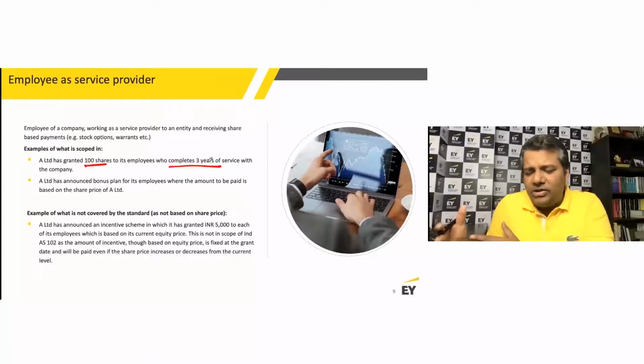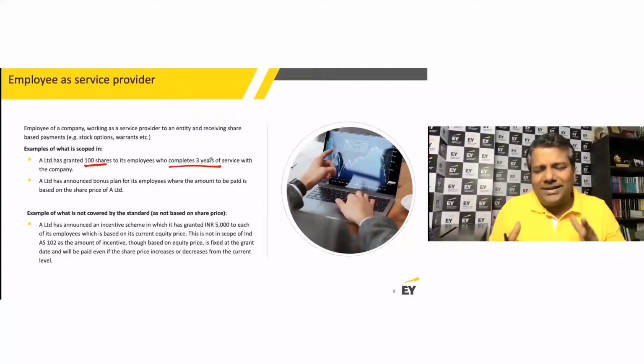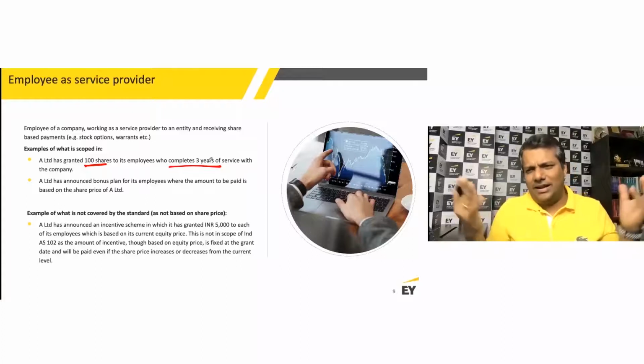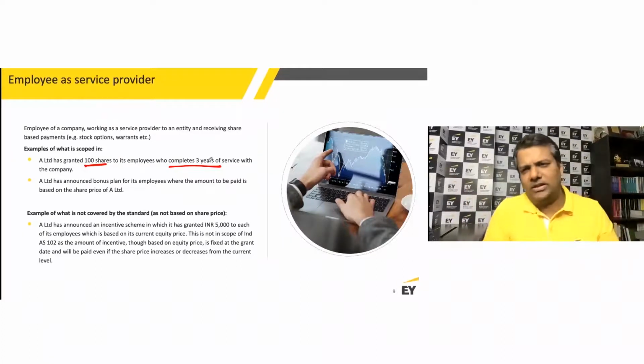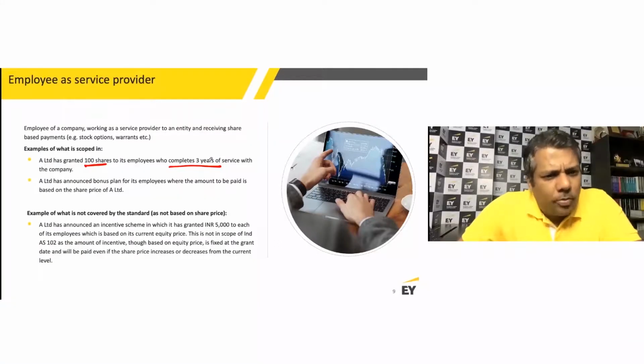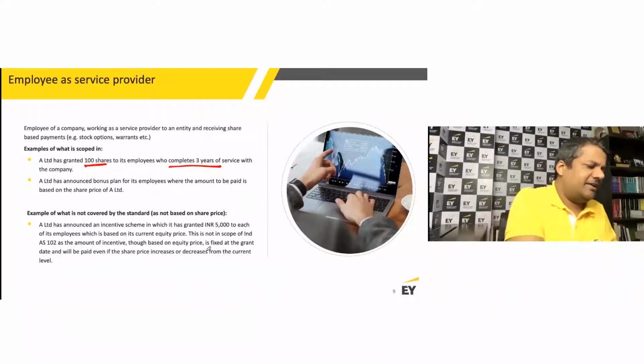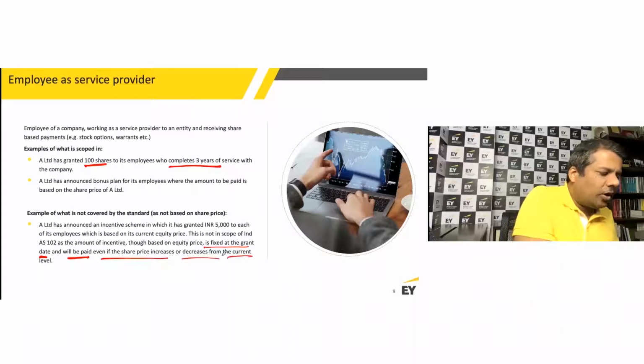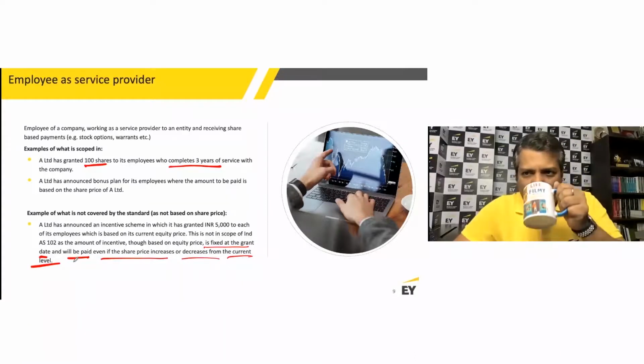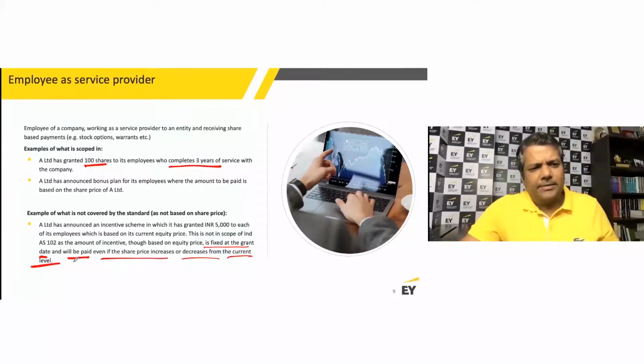The benefit has to be linked to the share price for me to say that it's a share-based payment arrangement. Otherwise it is like salary: I can say today the price of gold is 50,000, so I'll pay you the price of 10 grams of gold. If I say I'm going to pay you 50,000, then that's the 50,000 you're entitled to. So it is not in scope of Ind AS, as the amount of incentive, though based on equity price, is fixed at the grant date, and will be paid even if the share price increases or decreases from the current level. So it doesn't matter, right?